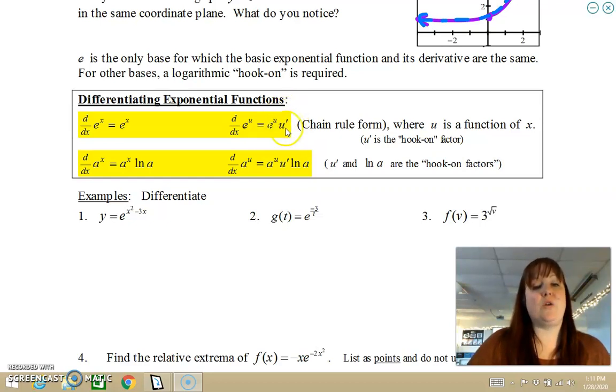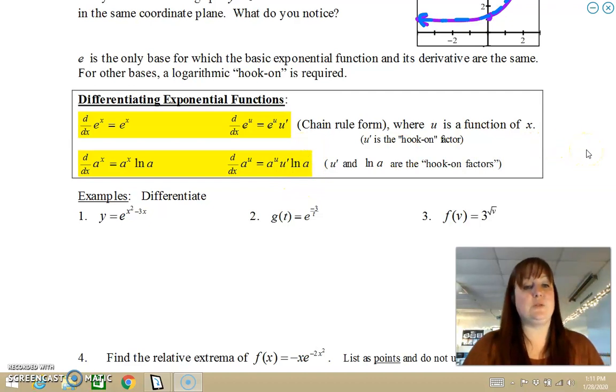Now, for some of our other exponentials, it's a little bit more complicated, but still not very much. You take the exponential, it literally stays the same. So if this was 3 to the x, your derivative would be 3 to the x, and we just have to hook on this ln of 3. And then the final option would be, if this was 3 to the 2x, we would have 3 to the 2x times the derivative of the inside function, which is the chain rule, times the ln of 3.